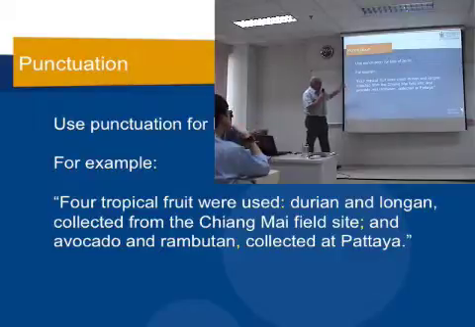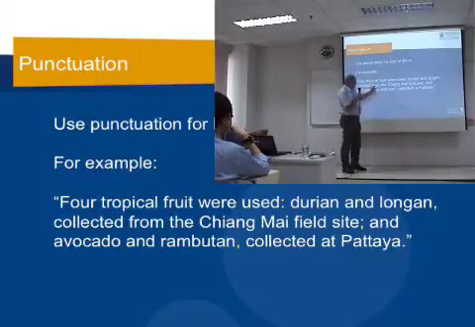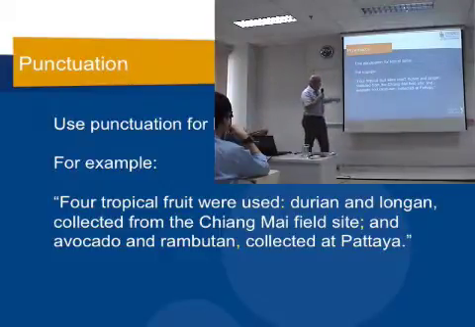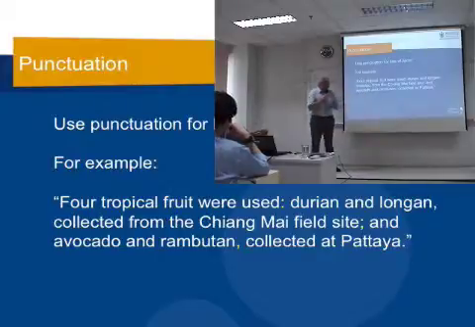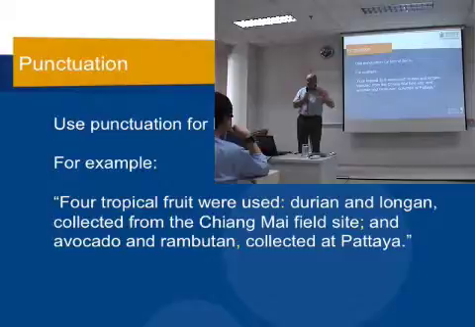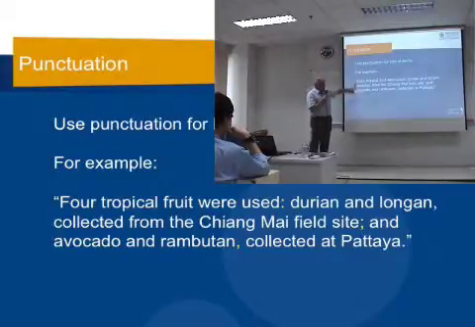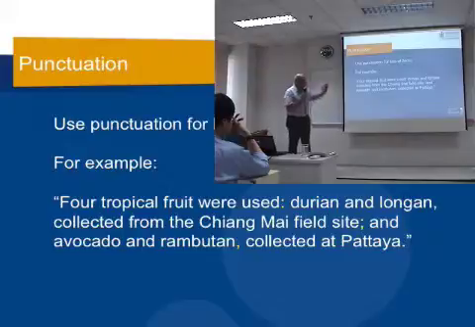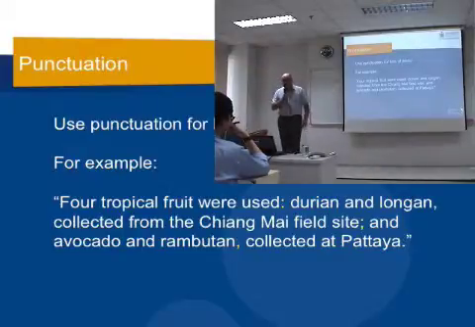We could have had a full stop here and said 2 tropical fruit were used from Chiang Mai, colon, durian and longan, full stop. 2 other tropical fruit, avocado and rambutan, were collected at Pattaya. That would have been acceptable. But this is demonstrating how you can, if you know enough about the use of colons and semicolons and commas, break up some information and keep the logic of the sentence flowing.